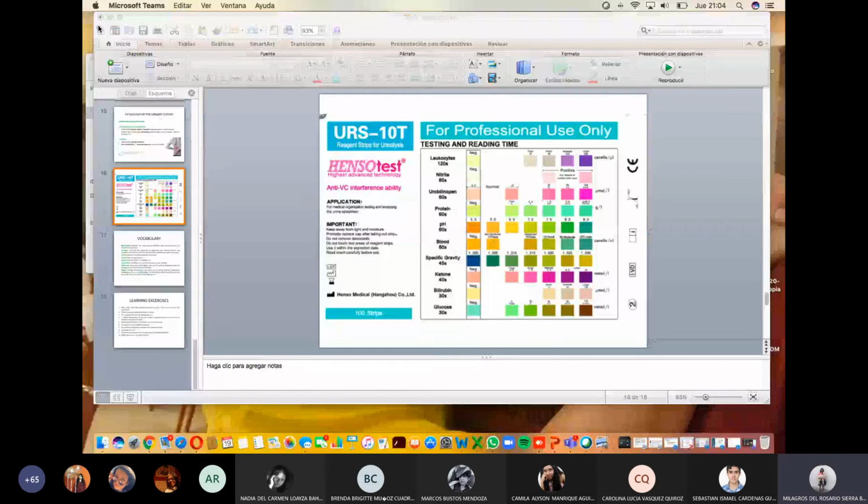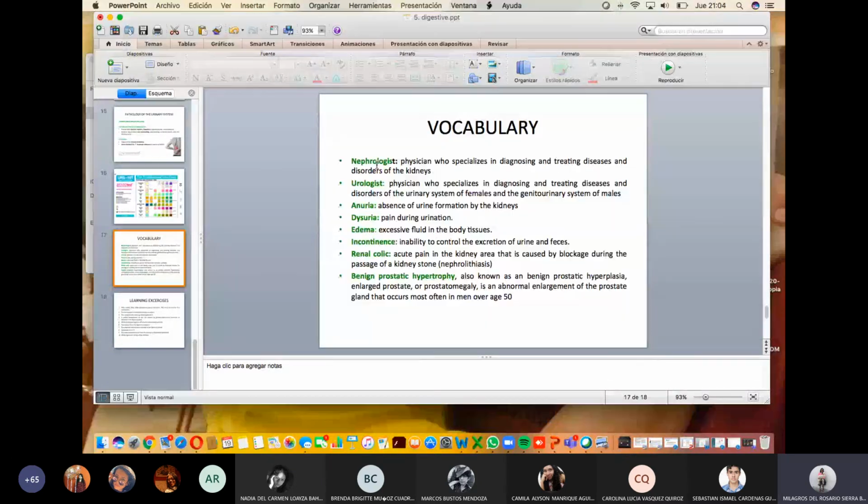Okay, that's it. And then we can talk about the physician who specializes in treating kidney disease, or the physician that specializes in the genitourinary system, that is the urologist. Then anuria, when there's absence of urine formation, or oliguria, when there's a small amount of urine formation. Dysuria, that is what you present when you have a UTI. It's pain, or a burning sensation when you urinate.